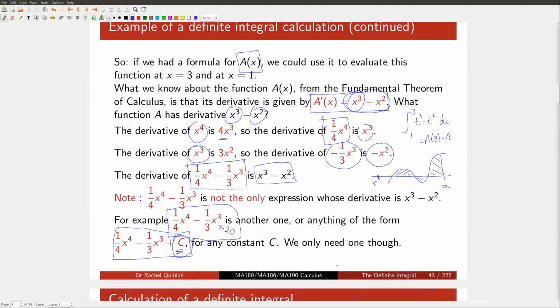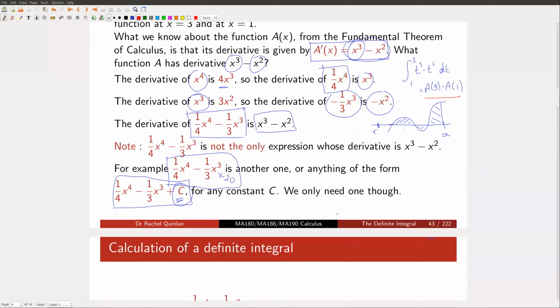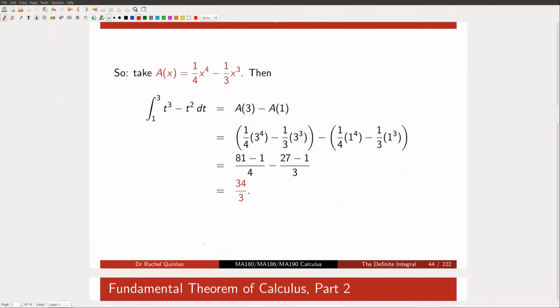And for any of these alternative versions of the area accumulation function, for different left-hand endpoints, that value is always the value at 3 minus the value at 1. So it doesn't really matter. If we were to include some constant c other than 0, it would just get cancelled in this subtraction anyway. So it wouldn't actually enter the answer. So we basically just need to take one example of an expression whose derivative is x cubed minus x squared. So we have one. And then the final step is just to evaluate that thing at 3 and at 1 and take the difference. So we take A of x to be this one. Its derivative is the thing that we want.